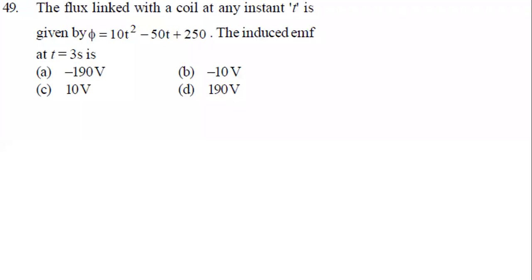Now look at the next question along with me. A flux linked with a coil at an instant of time t is given by this expression. They are asking for the induced EMF, again using the formula E equal to minus d phi by dt. Phi is given, time is given, insert and find the solution. I am leaving this question to you. It is the same formula, based on Faraday's second law.